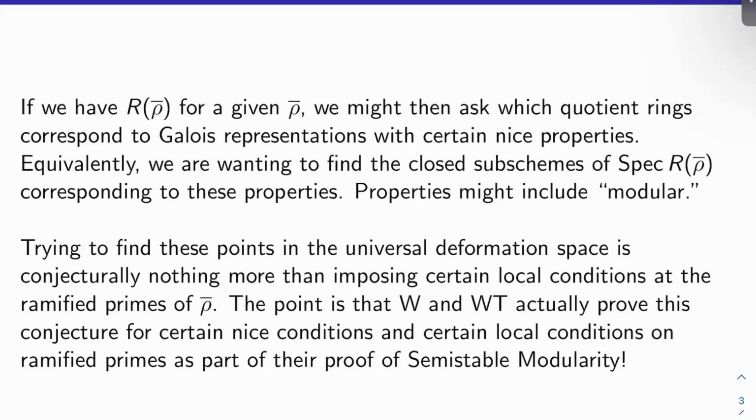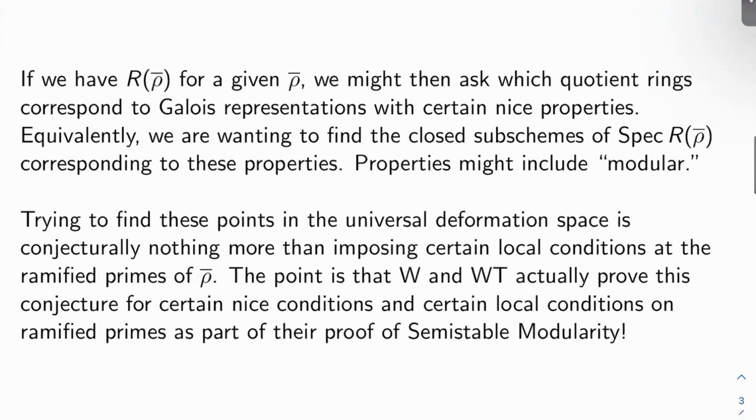Okay, for us, there'll be the type D deformations that we talked about in chapter 1 of my notes. Trying to find these points in the universal deformation space, which is this spectrum here, is conjecturally nothing more than imposing certain local conditions at the ramified primes of rho bar, which is neat. And then the whole point, the upshot here, is that Wiles and Wiles-Taylor actually proved this conjecture for certain nice conditions and certain local conditions on ramified primes as part of their proof of semi-stable modularity. So that's where we're going with this.